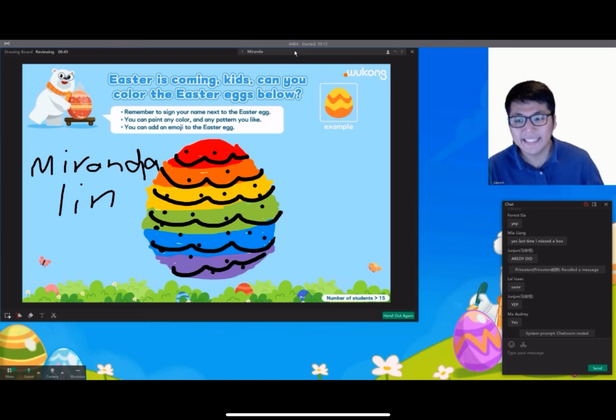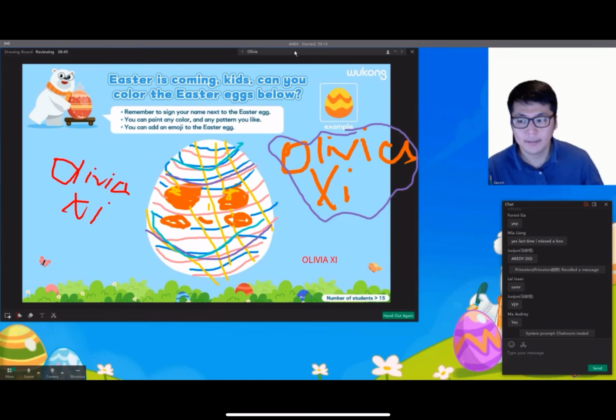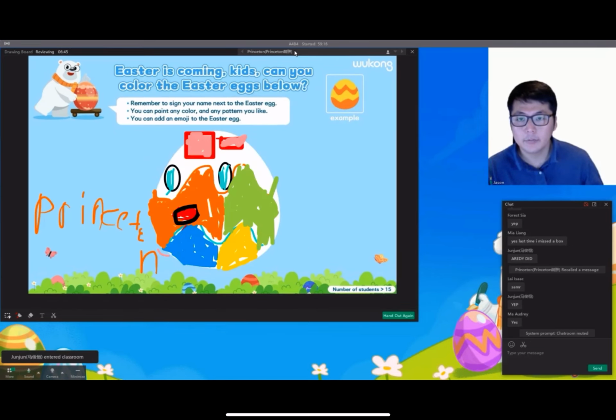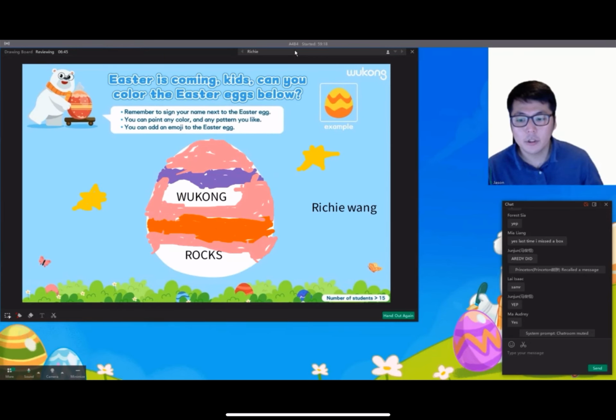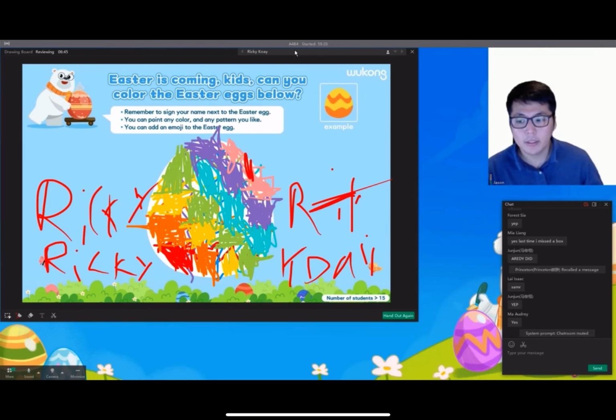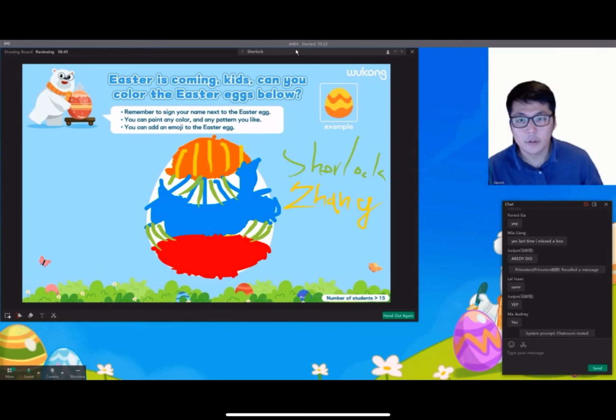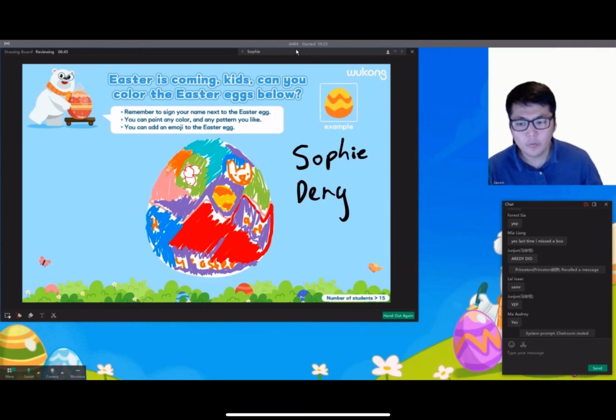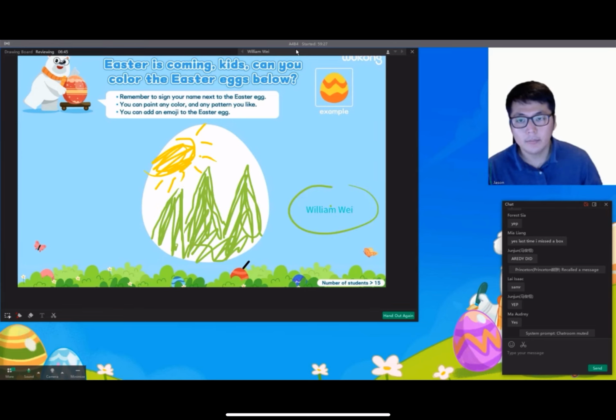And now Miranda, good, very nice. And Olivia and Princeton, nice. Richie, good. And Ricky as well. And Sherlock, nice. Sophie, very beautiful. And William Way. Okay. So thanks, guys. That was the competition, and your pictures will be saved, and you will get a reward if your picture gets selected.